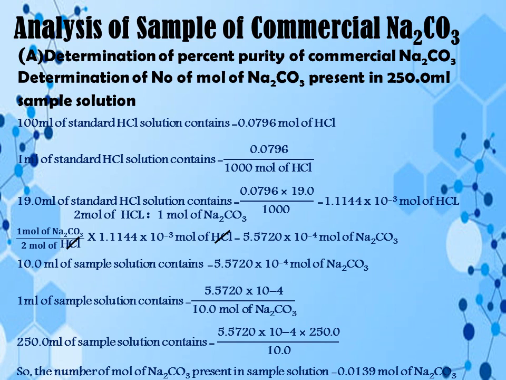If 1000 ml of standard HCl solution contains 0.0796 mole of HCl, so 1 ml of standard HCl solution contains 0.0796 divided by 1000, and 14.0 ml of standard HCl solution contains 0.0796 multiplied by 14.0 and divided by 1000, which is equal to 1.1144 × 10^-3 mole of HCl.